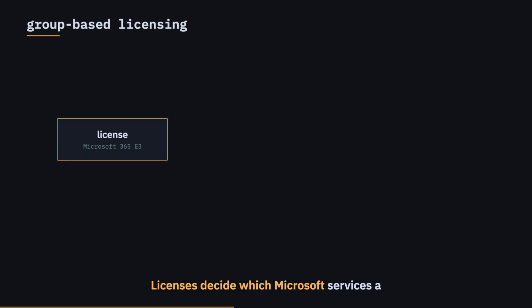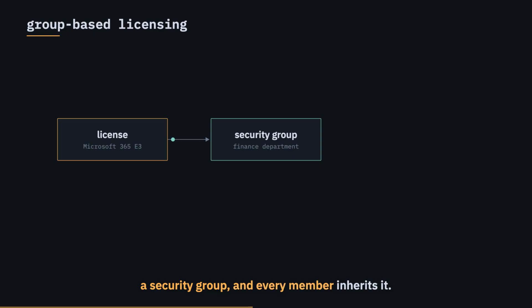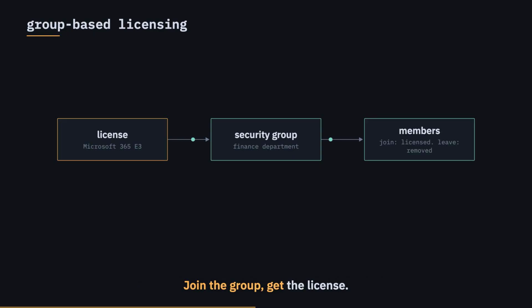Licenses decide which Microsoft services a user can actually use, and there are two ways to hand them out. Direct assignment attaches a license to one user at a time. It works, and it does not scale. Group-based licensing attaches the license to a security group, and every member inherits it. Join the group, get the license. Leave the group, and the license is removed automatically. That automatic removal is the selling point and the exam answer. Licensing follows membership, so onboarding and offboarding stop being manual chores.